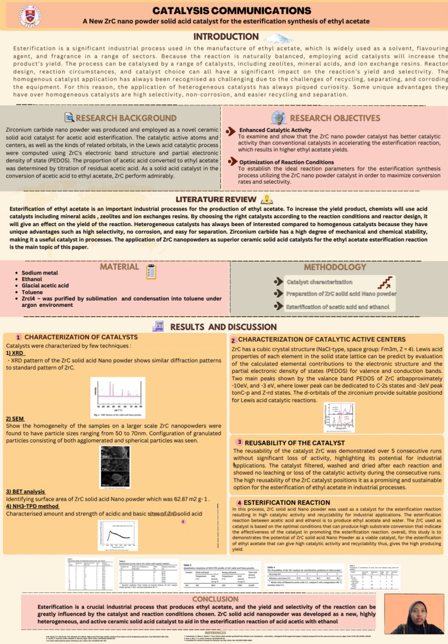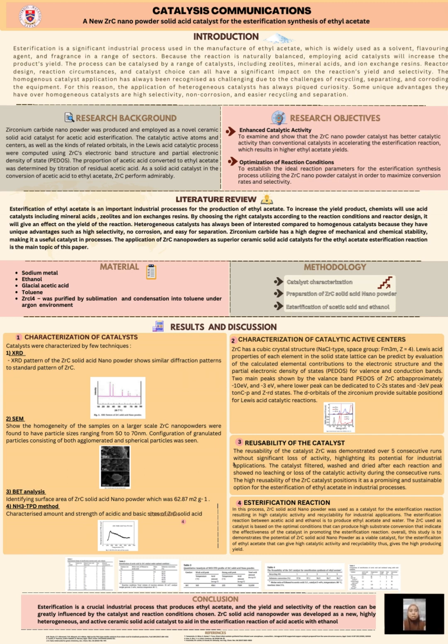Based on the result, the XRD pattern of zirconium carbide was shown in Figure 1 where the intensity versus temperature graph was plotted. Figure 2 shows the SEM image for ZRC solid acid nanopowder, showing the homogeneity of the sample on a larger scale. Besides, Figure 3 shows the amount and strength of acidic and basic sites of ZRC solid acid nanopowder by the NH3-TPD method. For characterization of the catalytic active center, Figure 4 shows the partial electronic density of state of ZRC where the DOS versus energy graph was plotted.